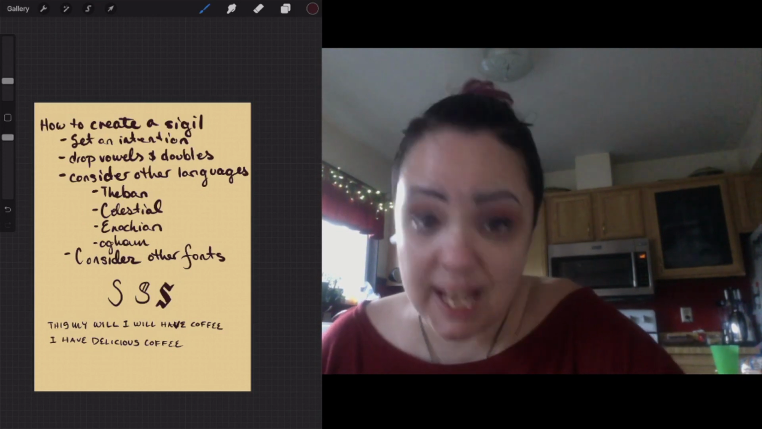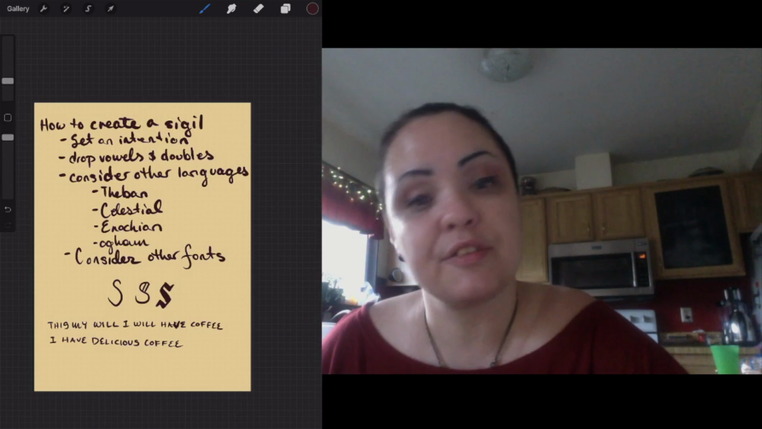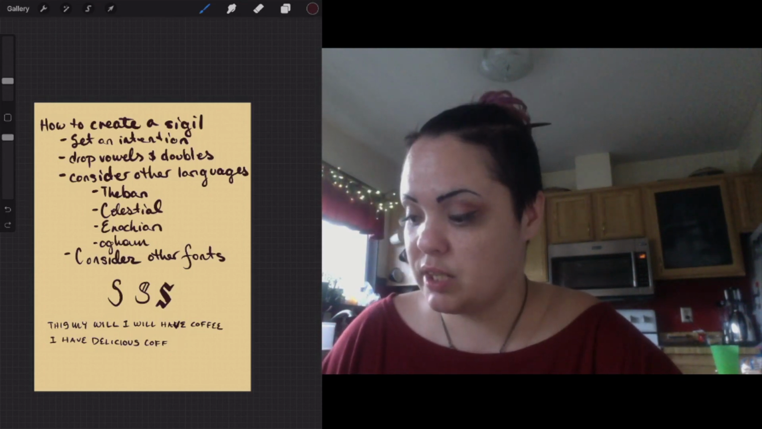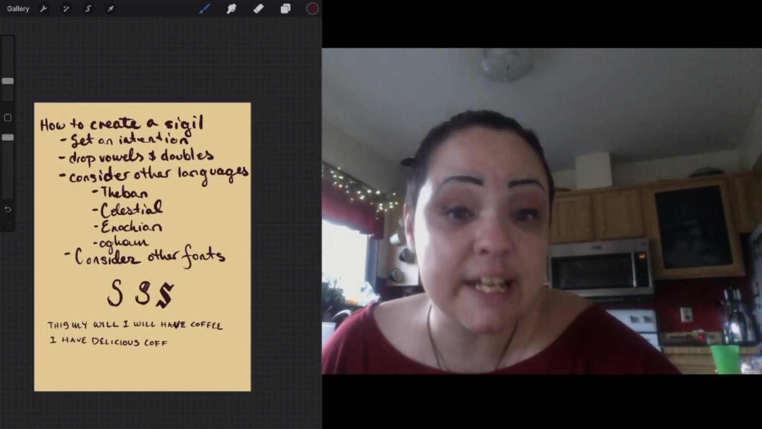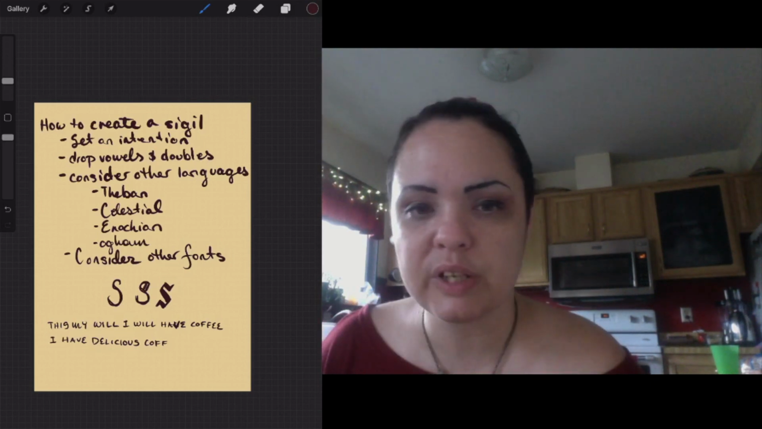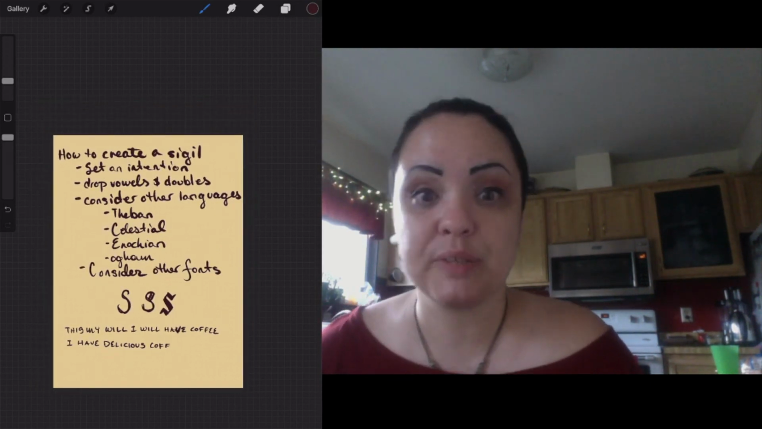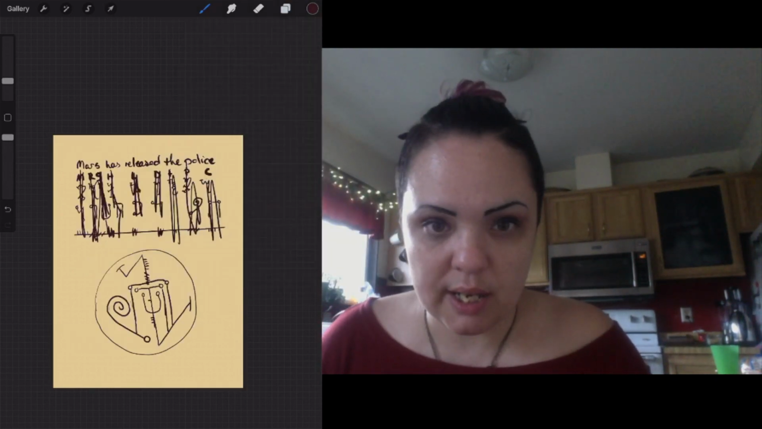And then on top of that, if you continue to use the Roman alphabet, consider using other fonts. Your handwritten font, or maybe like a fancy witchy font, or maybe a black letter. I mix these things, cursive, whatever looks good, right? So why don't we see what it looks like in practice? So this is what I ended up with.